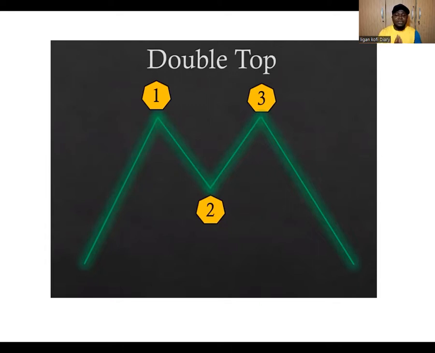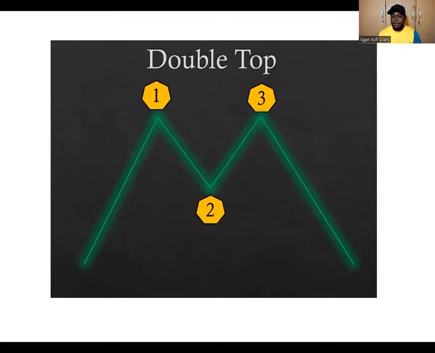So the double top means that the trend is an uptrend, and then you get a double top, which is to signal or tell you that the trend is about to change to the downside, as you can see here. Now, when you see a double top or a double bottom, what should you do?